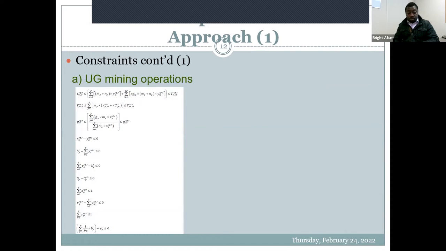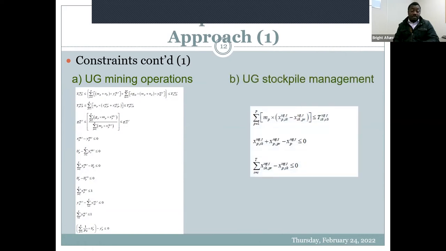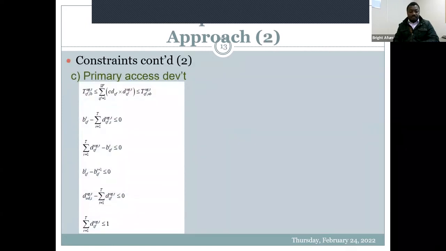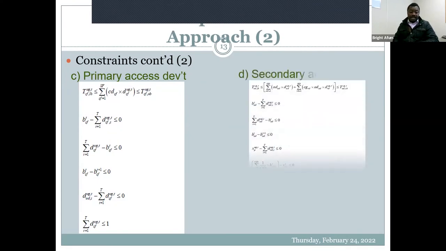I'm just showcasing some of the equations here. So they are all mathematically based, and we know that mathematical models are what we say exact. They are correct unless your equations are wrong. Then also we have the underground stockpile management system, the primary asset development, how they also interplay in the mine.